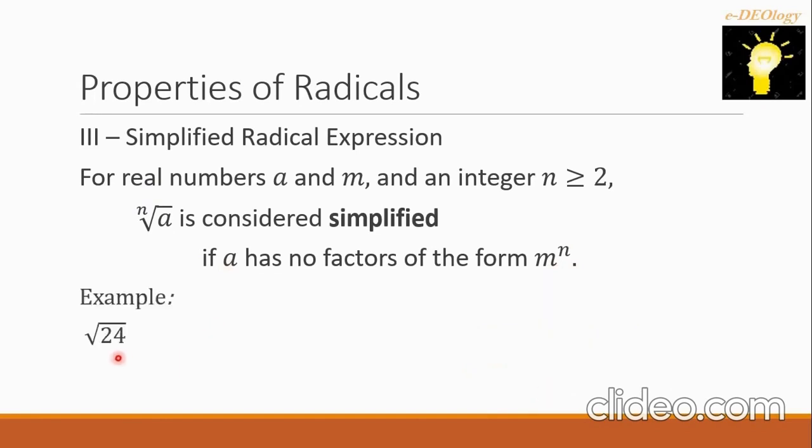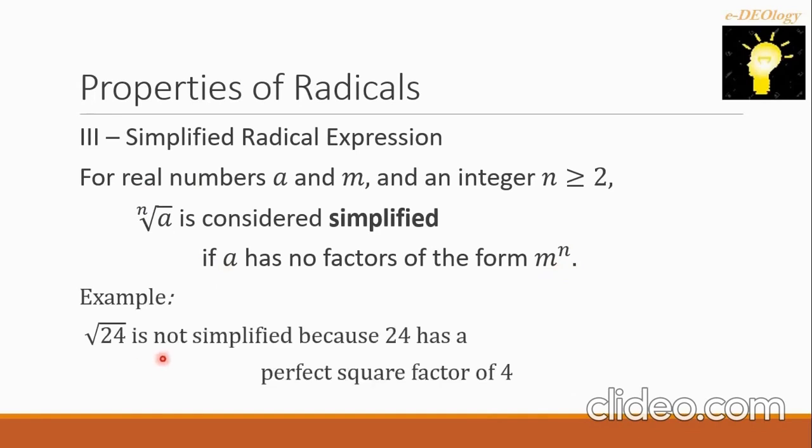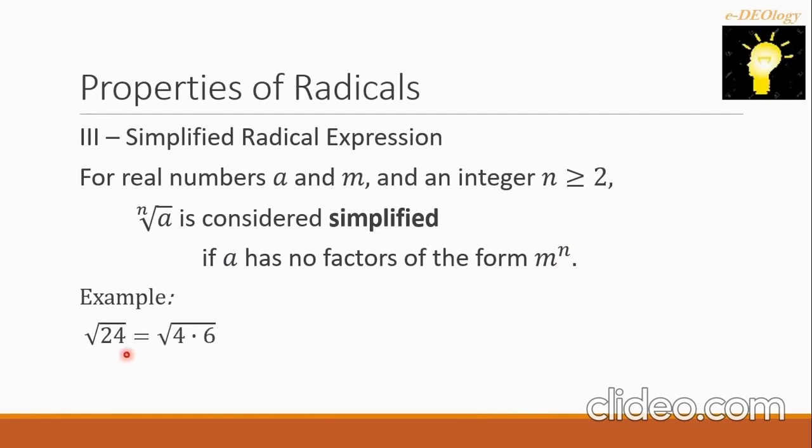Let's have an example. The square root of 24 is not simplified because 24 has a perfect square factor of 4. We can still simplify this square root of 24 by showing that 24 has factors of 4 and 6. And the 4, we can show that it is equal to 2 squared. Then we can split the radical into these two factors. The square root of 2 squared is separated from the square root of 6, and then we show the multiplication symbol.